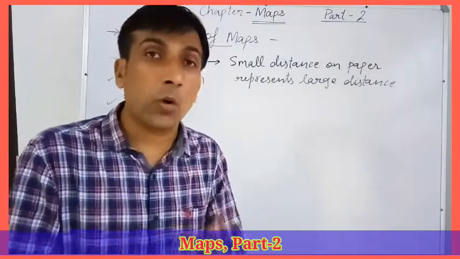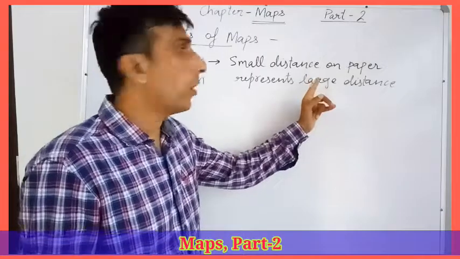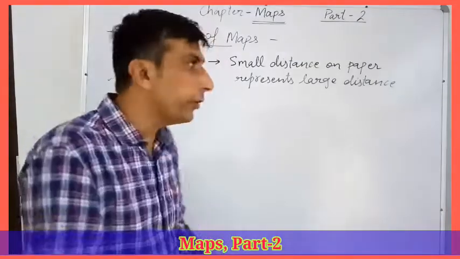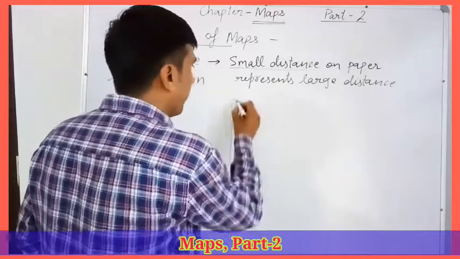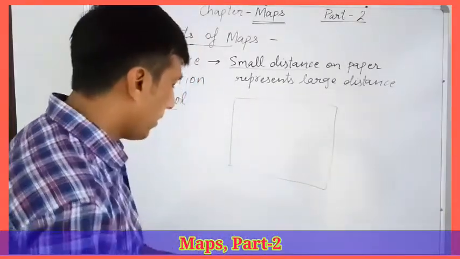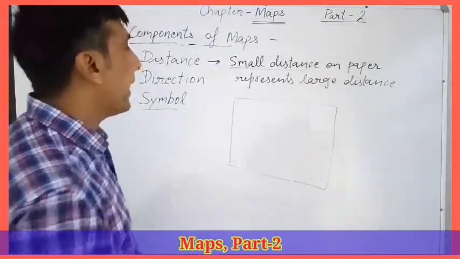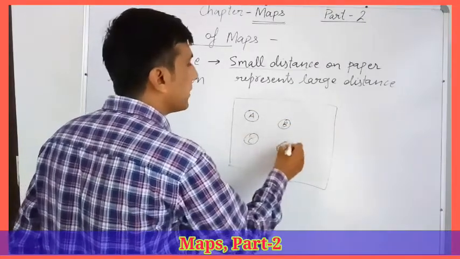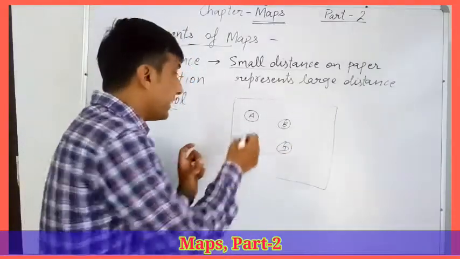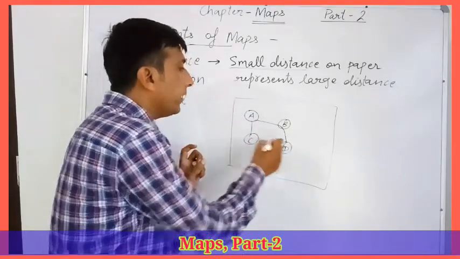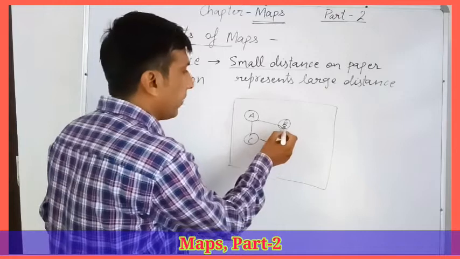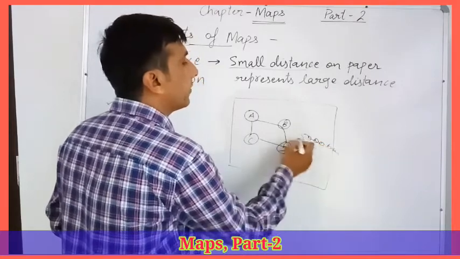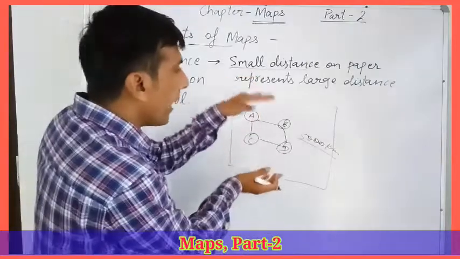Dear students, it is possible only when a small distance on paper represents large distances, right? For example, imagine this is a map. On this map, this is country A, this is country B, this is country C, and this is country D. The real distances between these countries are very large. For example, the distance between B and D is 5000 kilometers. Clear? 5000 kilometers. But on the map, these are shown here.